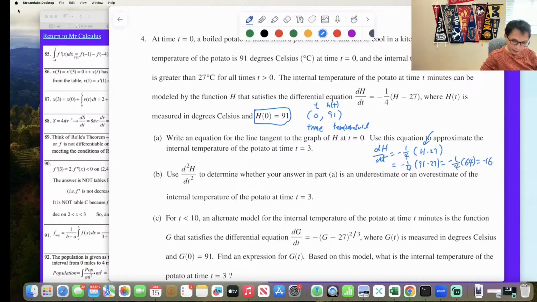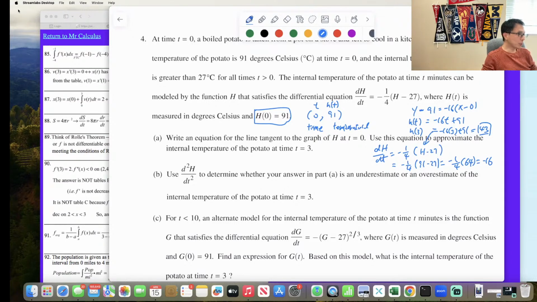That's equal to -16. So then y - 91 = -16(x - 0). Now, I don't like y and x in this case, so we're going to change the y to h(t) = -16t + 91. And I'm going to plug in 3 here: -16 times 3 plus 91. That's going to give you 43. So 43 degrees for part A.